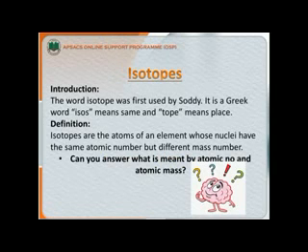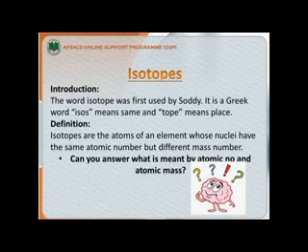First of all, isotopes. The word isotope was first used by Soddy. It is a Greek word, isos means same, and tope means place. According to the definition, isotopes are the atoms of an element whose nuclei have the same atomic number but different mass number.